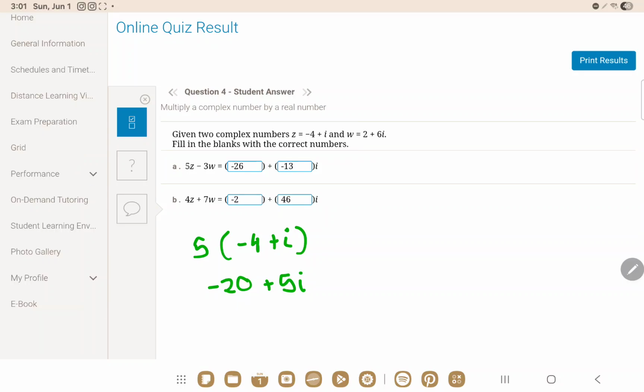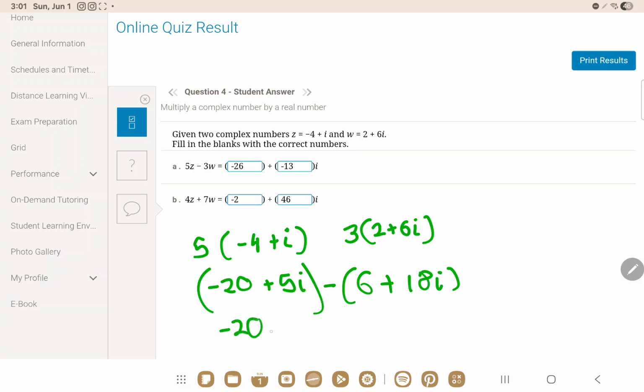You want all this minus 3w. What's 3w? 3 into 2 plus 6i, which is basically 6 plus 18i. So negative 20 plus 5i minus 6 minus 18i. Negative 20 minus 6 is negative 26, and negative 18 plus 5 is negative 13i.